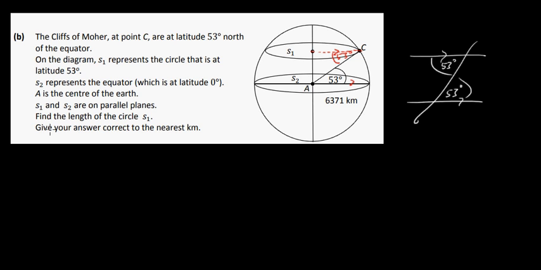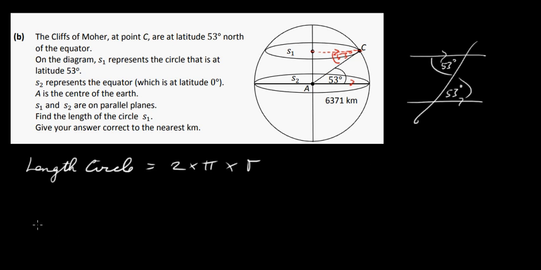Now we're asked to find the length of the circle S1, this length around here. We know that the length of a circle is just 2 times pi times r. Now we know 2, we know pi is just a number, so what we don't have is r. We need the radius of S1. So the distance from here out to C is what we need. And the way I'm going to do that is use this triangle here. This is a right angle triangle, so I'm going to use that.